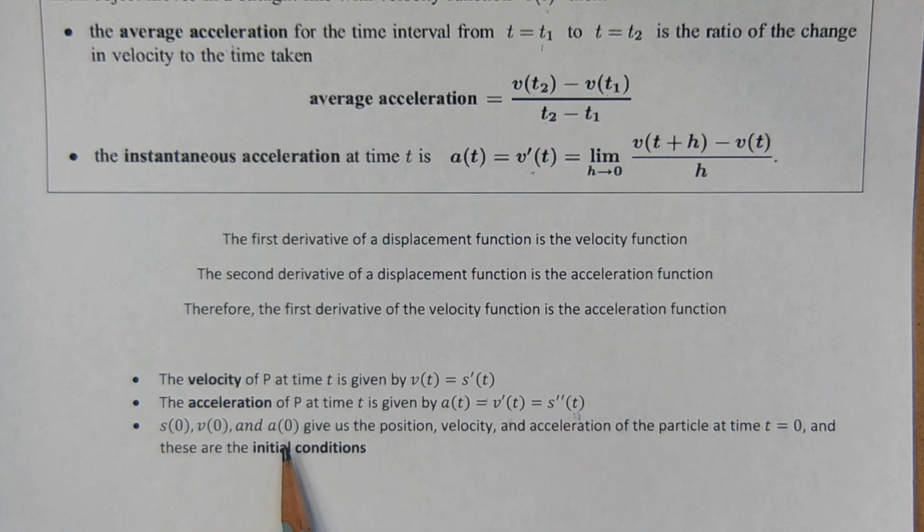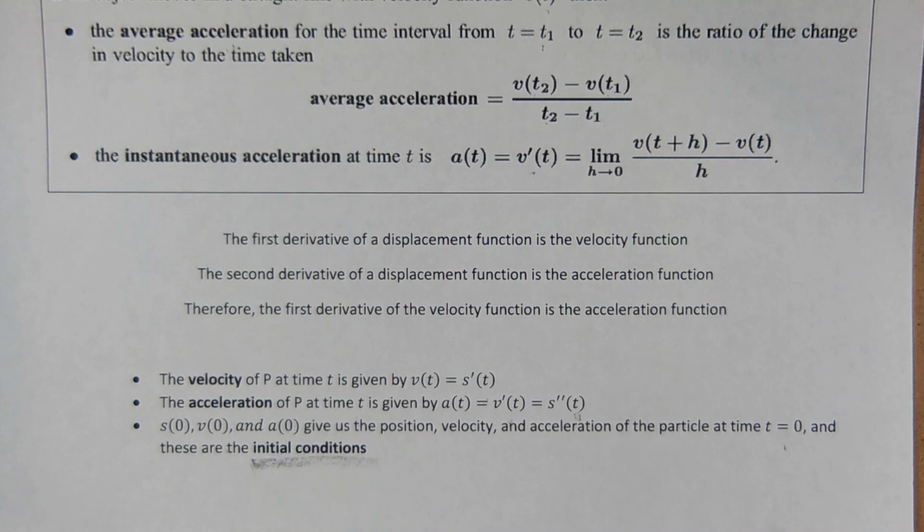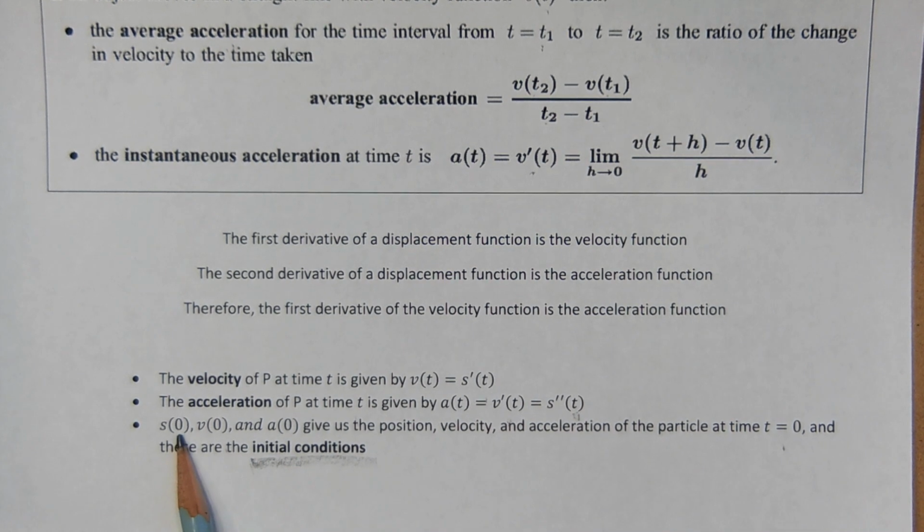A little bit of new information. s of 0, v of 0, and a of 0 tell us what's going on when time is 0. So it gives us the position, the velocity, and the acceleration of a particle at time equals 0. These are called the initial conditions. So where did you start? What was the velocity when you started? And what was the acceleration when you started?